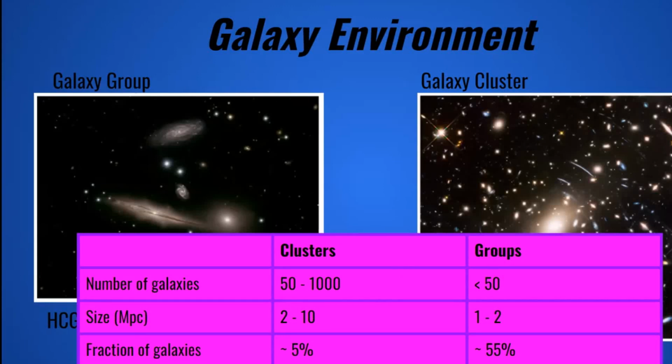But usually a group has fewer than 50 galaxies, and its size is no bigger than 2 megaparsecs. But what's interesting is that that's the majority of galaxies. The majority of galaxies are in groups. The suspicion is that it's even more than 55%. But anyway, we know that the majority of galaxies are definitely in groups.